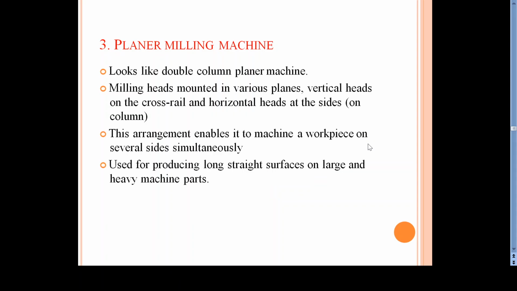Now the planer milling machine, this we have already discussed while discussing the planer machine. It looks like a double column planer machine. The only difference is here the tool head consists of a spindle. So instead of a single point cutting tool, we are using a milling cutter here. So the milling cutter can be rotated in the milling head, the tool head, and all other aspects like the movement of the bed, etc., are similar to the planing machine.